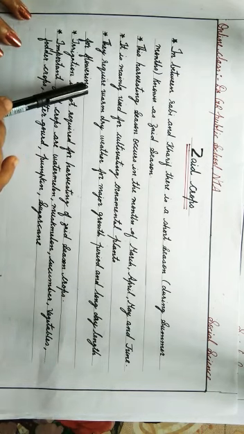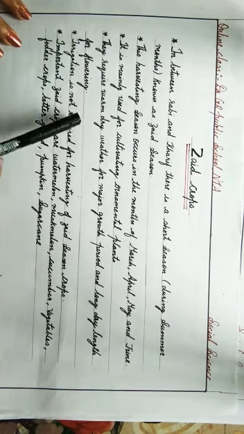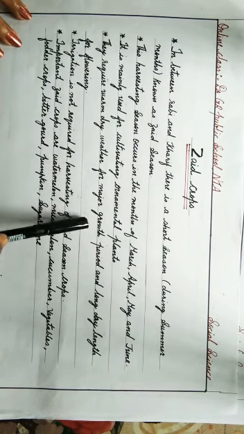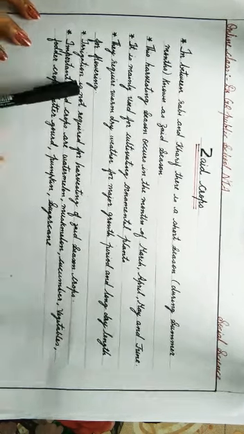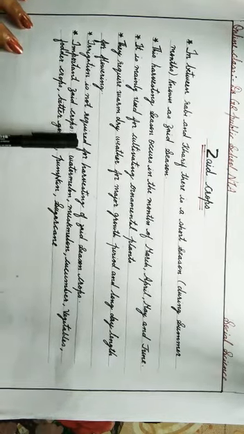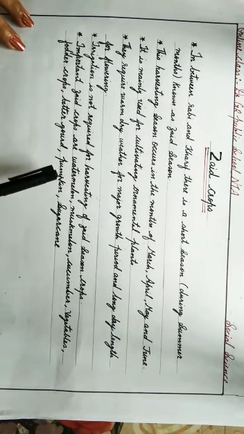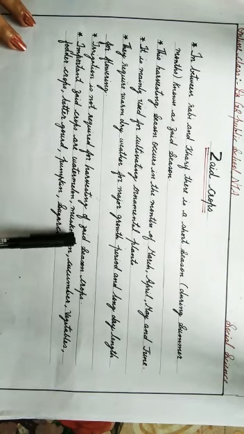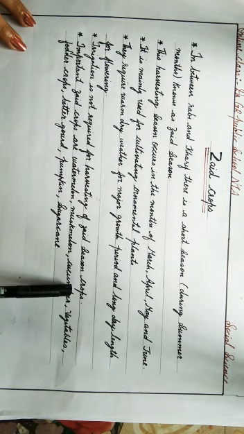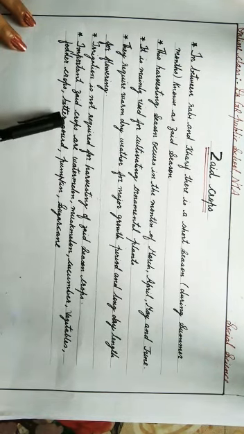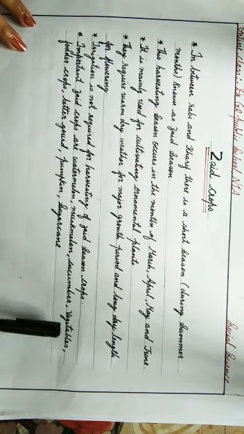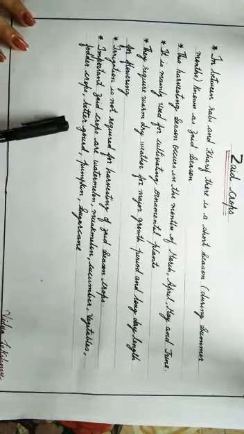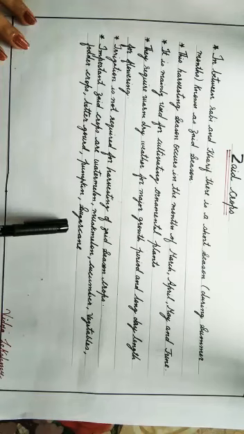So these Zaid crops require dry weather for the major growth period and long day length for flowering. Irrigation is not required for the harvesting of Zaid season crops. So irrigation is not that important for these Zaid season crops. The important Zaid crops are watermelon, muskmelon, cucumber, vegetables, fodder crops, bitter gourd, pumpkin and sugarcane.